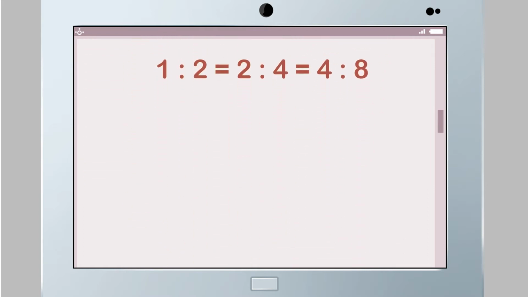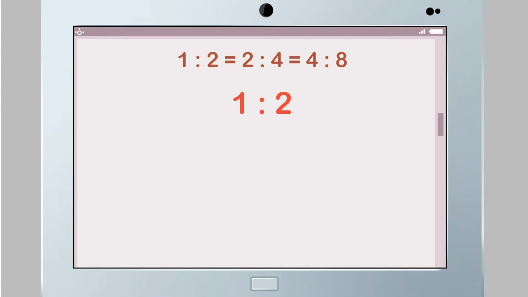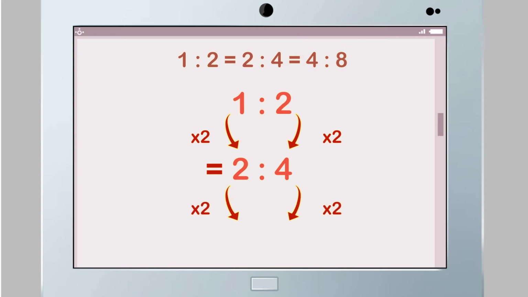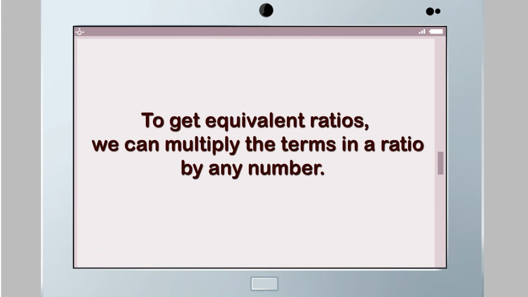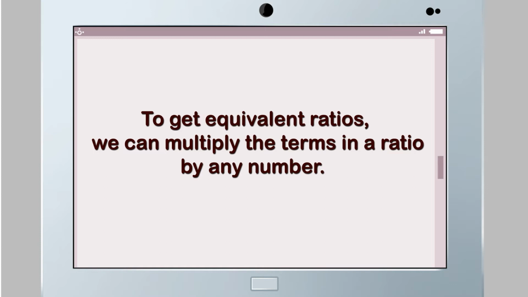If we start with the ratio 1:2, do you know how we can get the equivalent ratio 2:4? We can multiply the terms by the number 2 to get the ratio 2:4. And how can we get the ratio 4:8? Again, we can multiply the terms by the number 2 to get the equivalent ratio 4:8. So to get the equivalent ratios, we can multiply the terms in a ratio by any number.